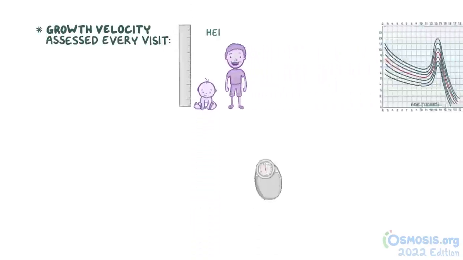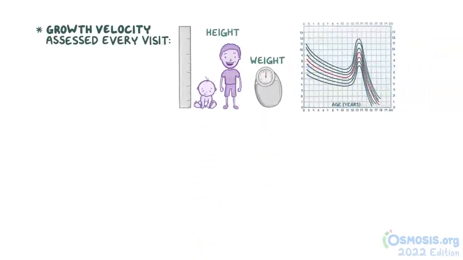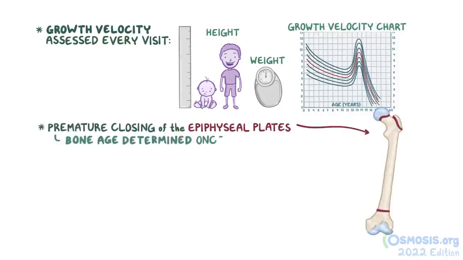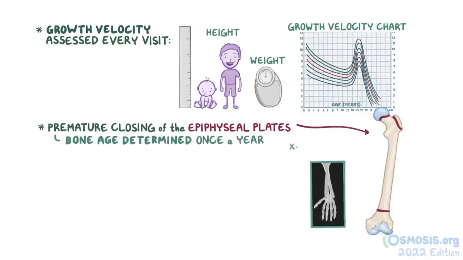Additionally, growth velocity should be assessed at every visit. This represents how much the child has grown in height and weight since the last consult, and normal growth velocity charts can be used for comparison. Finally, glucocorticoid treatment can lead to premature closing of the epiphyseal plates and a short adult height. So the rate of skeletal maturation, or bone age, should be determined at least once a year after the age of 2, with an X-ray of the left wrist and hand.